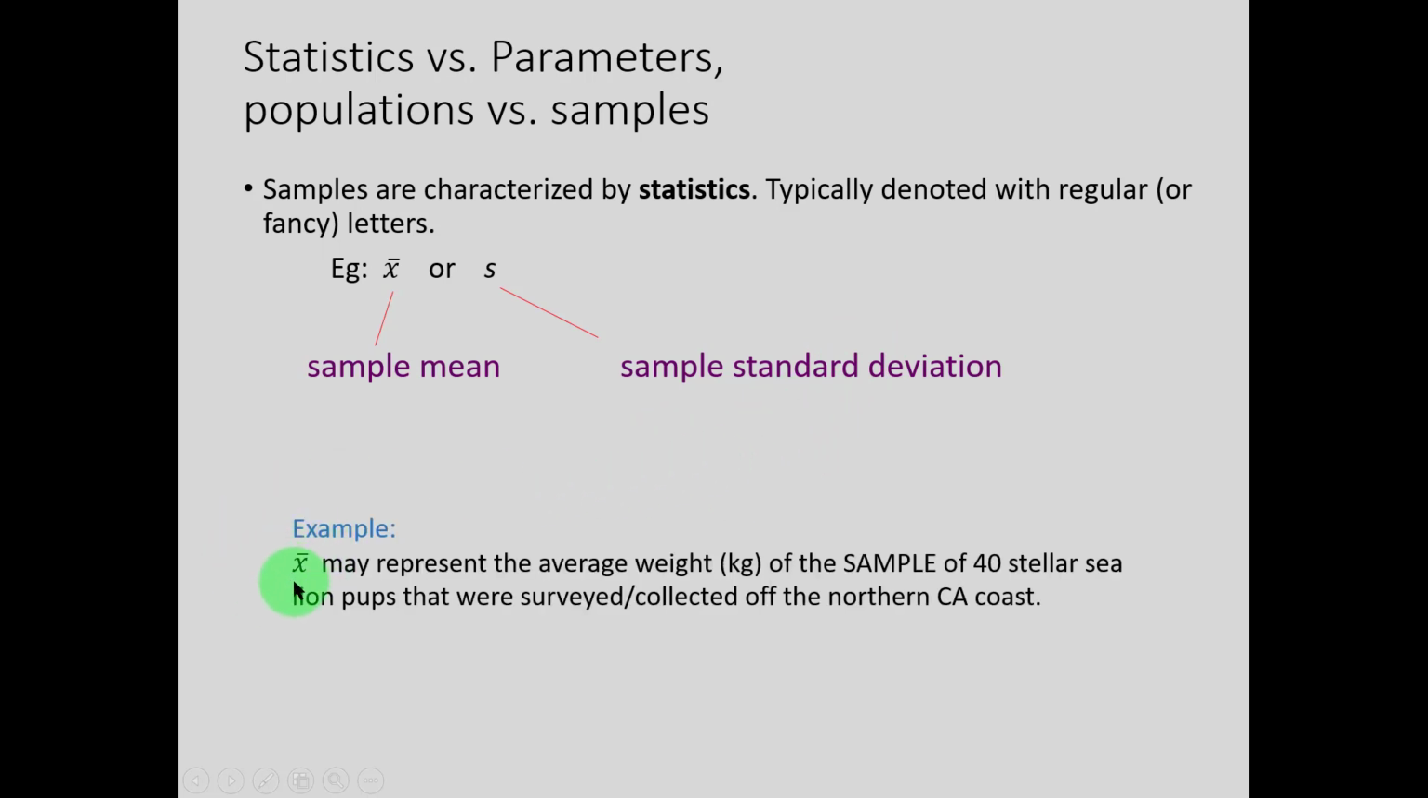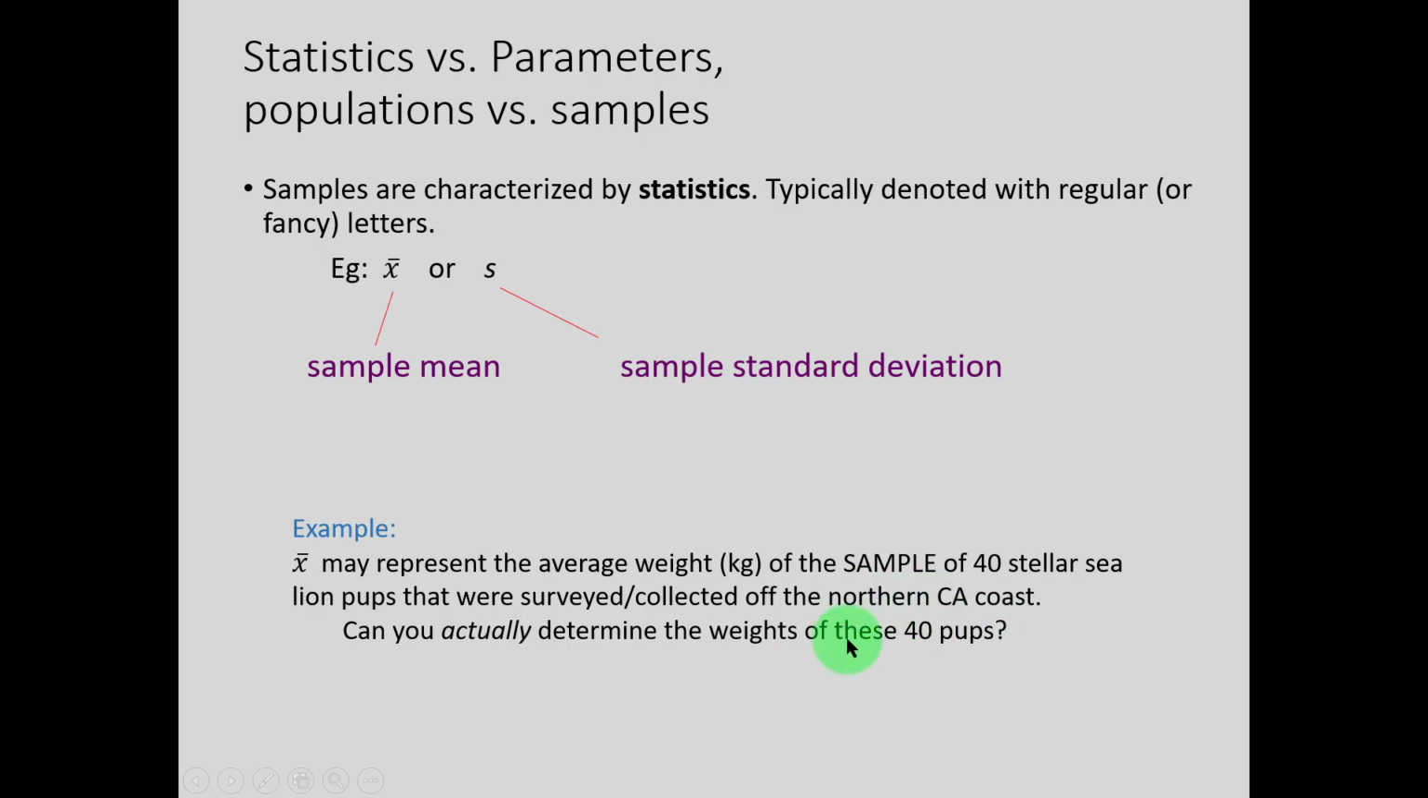X with a bar, we often just call that X bar, may represent the average weight of a sample of, I don't know, 40 sea lion pups that were collected off the north coast of California. Question: can you actually determine the weight of these 40 pups?